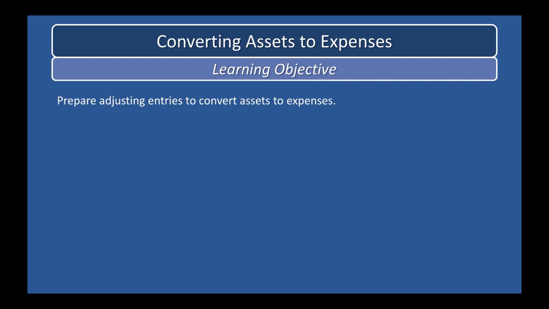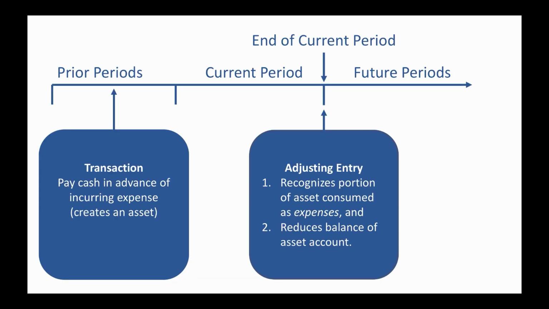At the end of each period benefiting from this expenditure, an adjusting entry is made to transfer an appropriate amount from the asset account to an expense account. This adjustment reflects the fact that part of the asset's cost has been matched against revenue in the measurement of income for the current period. When an adjusting entry is used to convert an asset to expense, a transaction took place in a prior period that involved the advance payment of an expense.